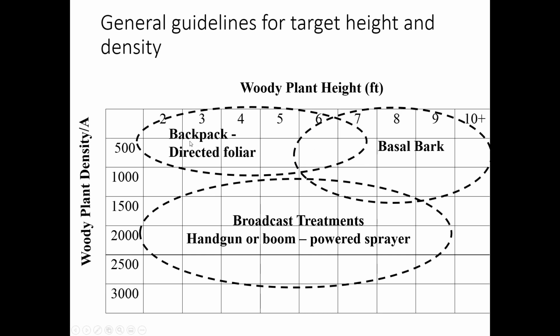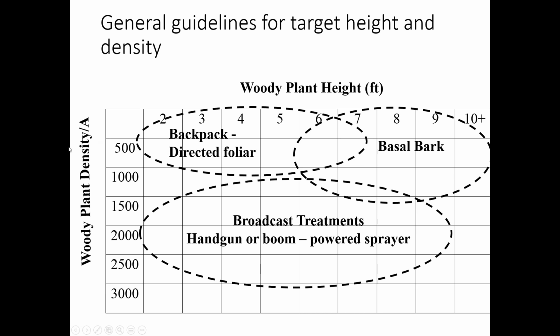Basal bark, we tend to use it in situations where our woody plant height begins to exceed that which we can do with any type of backpack or directed foliar applications. So basal bark puts us in that range of somewhere around 6 feet upwards, and we have 10 feet here as sort of the top end of this. They can be much, much taller than that, but it's a function of stem size and bark thickness at that point.